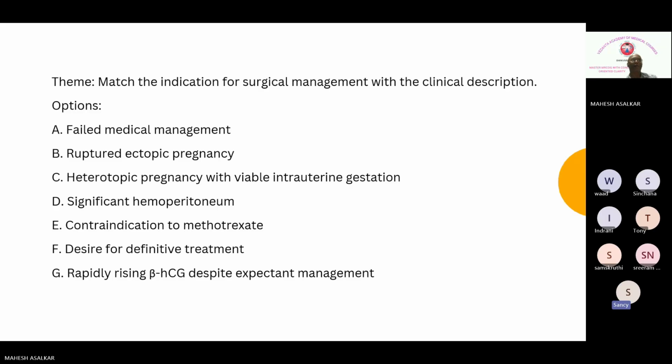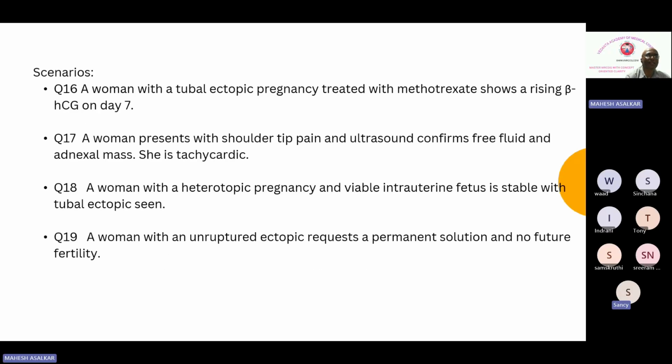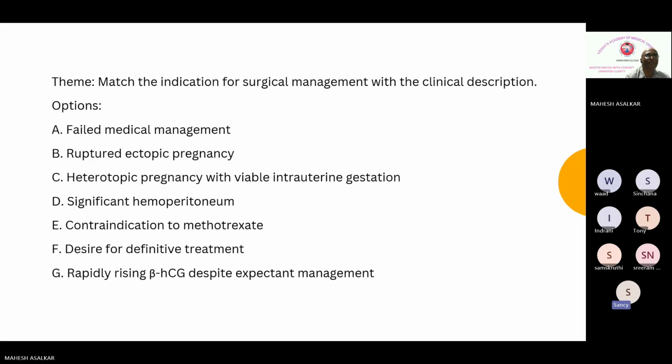Options: failed medical management, ruptured ectopic pregnancy, heterotopic pregnancy with viable intrauterine gestation, significant hemoperitoneum, contraindication to methotrexate, desire for definitive treatment, rapidly rising beta HCG despite expectant management. Can I see the question once again, sir? A woman with tubal ectopic pregnancy treated with methotrexate shows a rising beta HCG on day 7. It is increasing. Match the indication for surgical management. According to the question, failed medical management, sir. Option A.